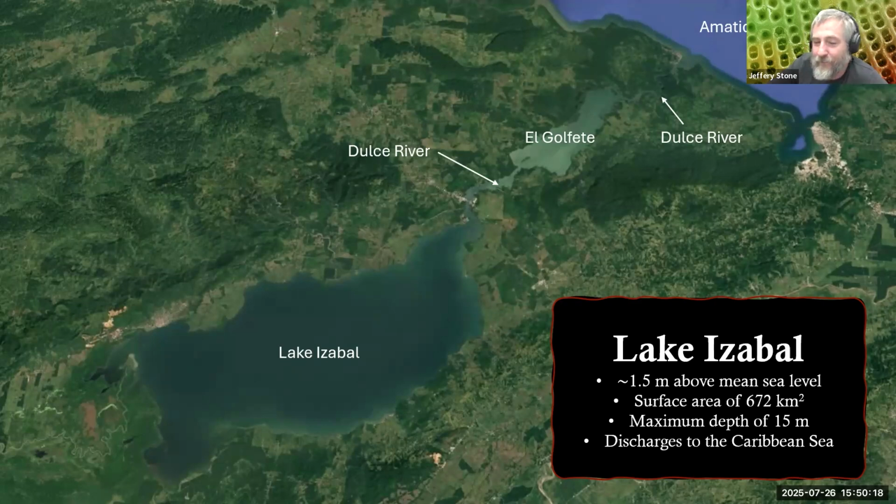So during normal conditions for the lake, it's about 1.5 meters above sea level, and the water from the lake, during the wet season, will be transported out the Dulce River into El Golfete, which is almost like a wide part of a lake, but it's also considered to be a small lake on its own. And from there, it goes out into the Caribbean Sea. So this is the normal flow during the wet period.